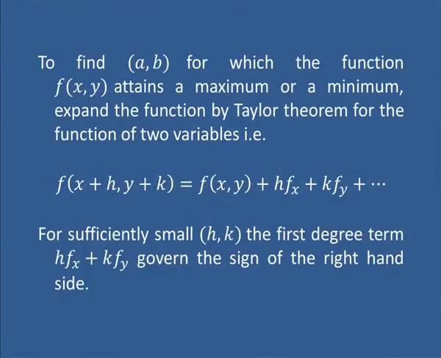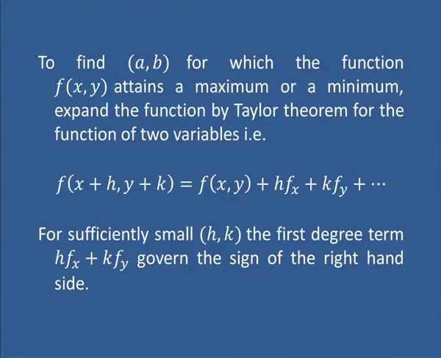To find the point (a, b) for which the function f(x, y) attains a maximum or a minimum, expand the function by Taylor's theorem. For a function of two variables, Taylor's theorem is expanded as follows: f(x+h, y+k) = f(x, y) + h f_x + k f_y + and so on, second order derivatives also.